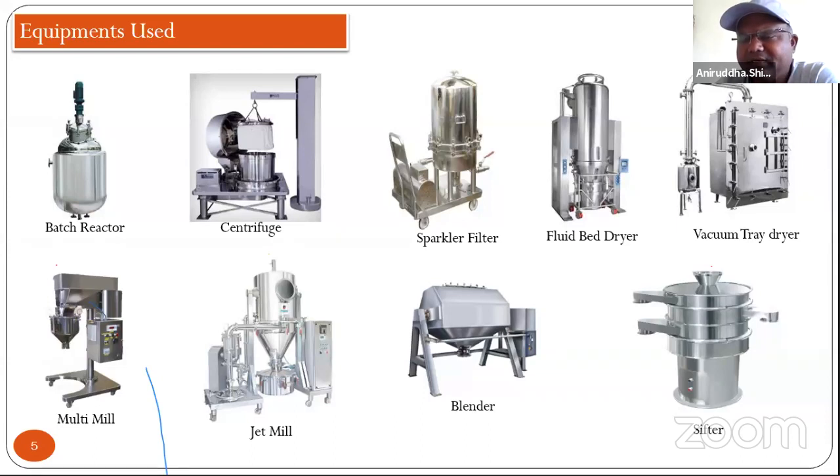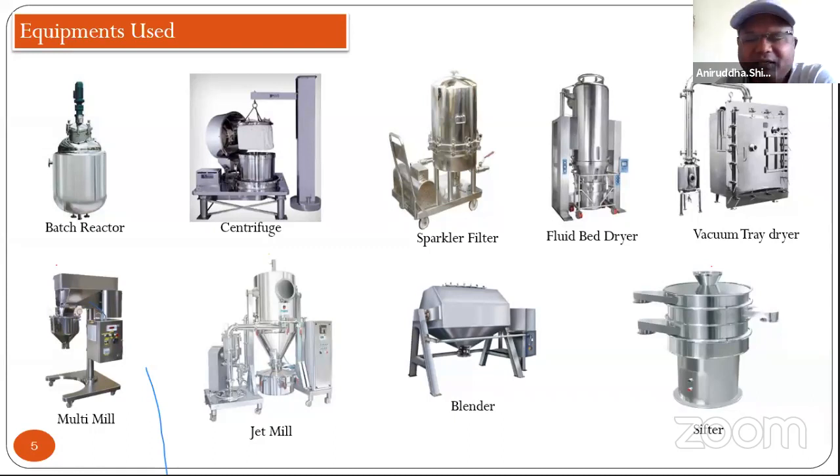Now, after drying, you are getting the material in dry form, but that material is again crude. It is not usable. It cannot be sent to formulation to make tablets or injectables. It requires certain processing. So the further step is milling or size reduction techniques. It includes jet milling, multi milling, and CAD milling. These are some popular mills used in the pharmaceutical industry.